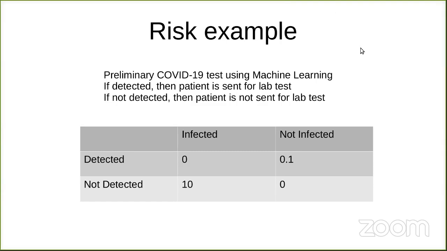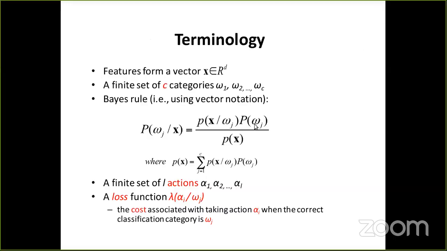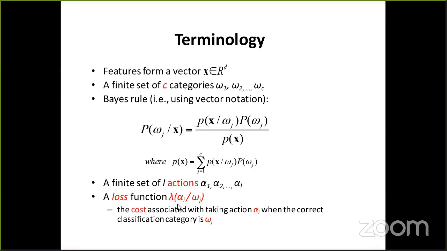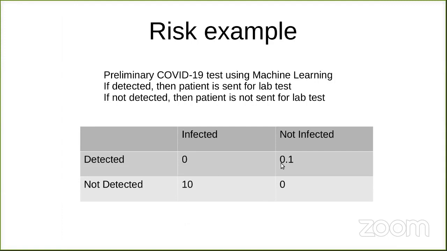Is risk and loss the same thing in this case? Yeah, so this particular table represents the conditional risk, which is the risk for taking a particular action given a particular category. Now if you take the expected risk, which we will see in the coming slides, that can be called the loss.